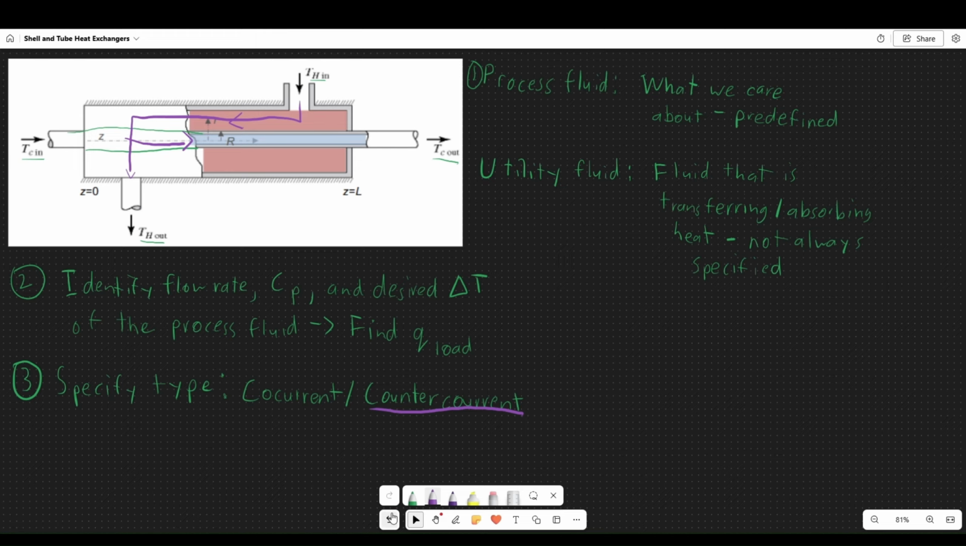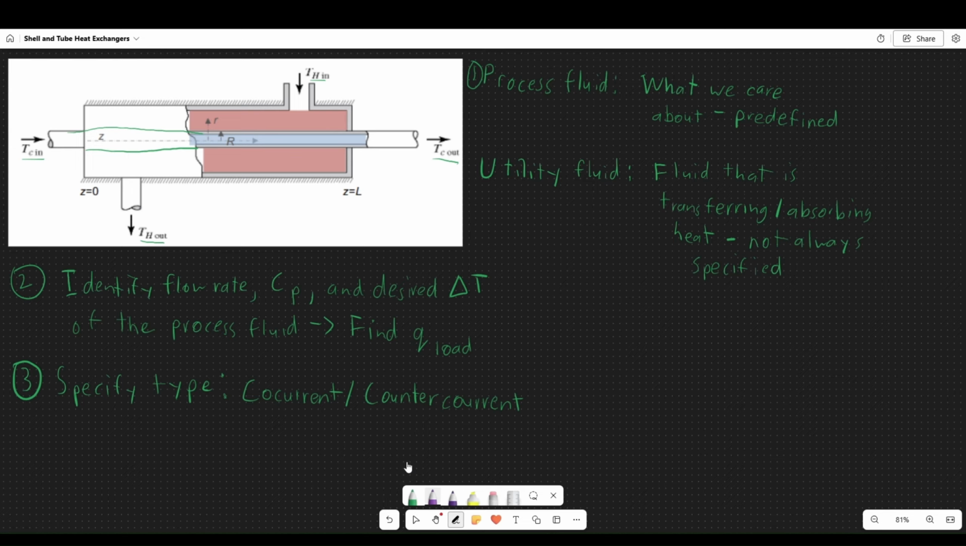But if we had the opposite, right? If we had, let's say the utility fluid had an opening here, and the outlet was over here, it would be going kind of parallel to the process fluid, and that would be an example of cocurrent flow. That kind of flow really matters because there's a difference in the temperature gradient, which I'll explain later. But we need to specify that type.